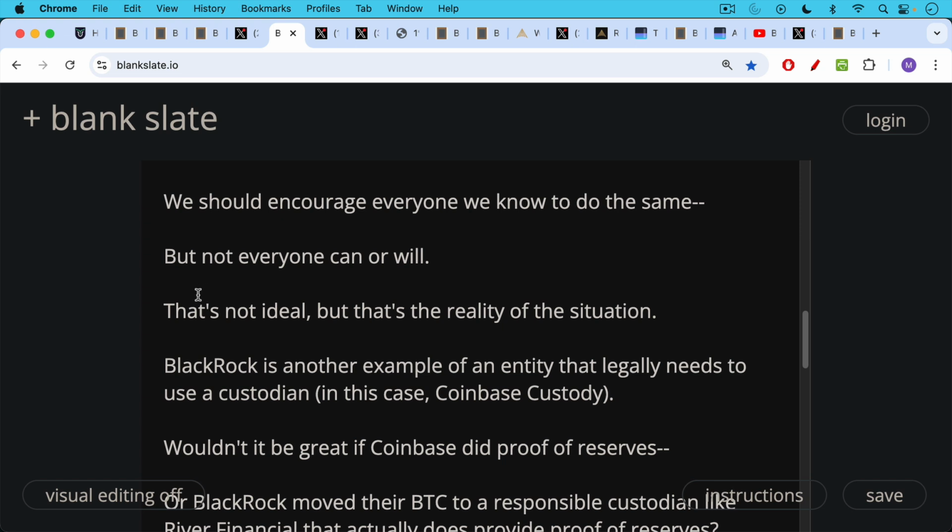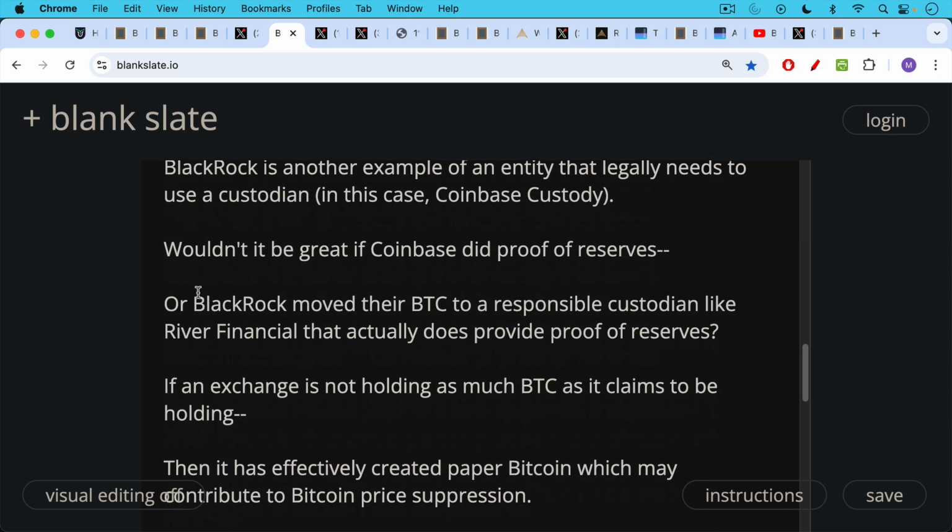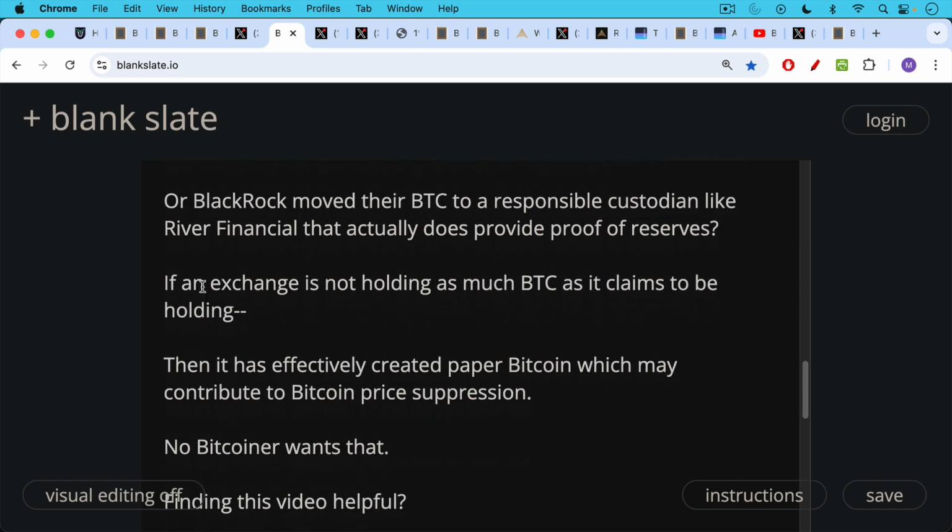Wouldn't it be great if Coinbase and Coinbase Custody did a proof of reserves? Or it'd be even better if BlackRock moved their Bitcoin to a responsible custodian like River Financial that actually does provide proof of reserves. If an exchange is not holding as much Bitcoin as it claims to be holding, then it has effectively created paper Bitcoin, which may contribute to Bitcoin price suppression. No Bitcoiner wants that. And that's why it's important for people like you and me who do fully self-custody to still have a dog in this race and to be concerned about the creation of paper Bitcoin.